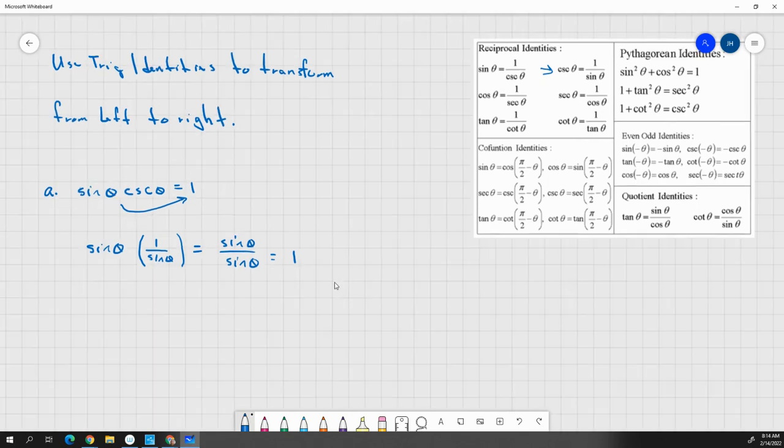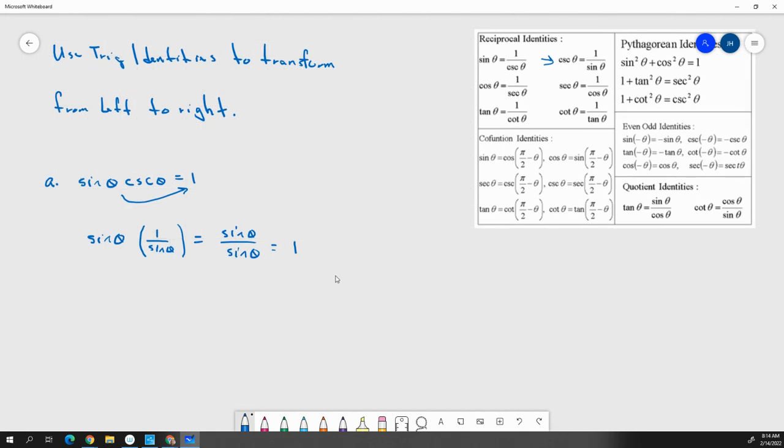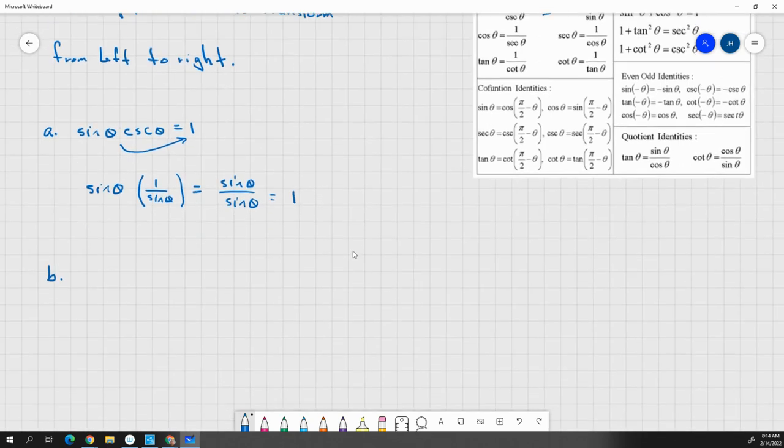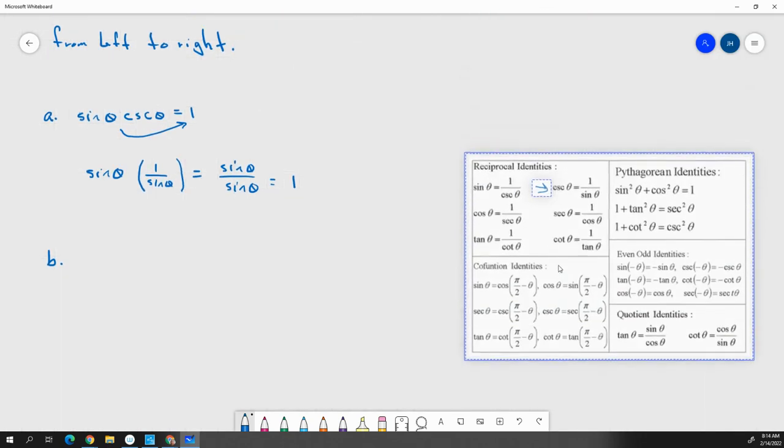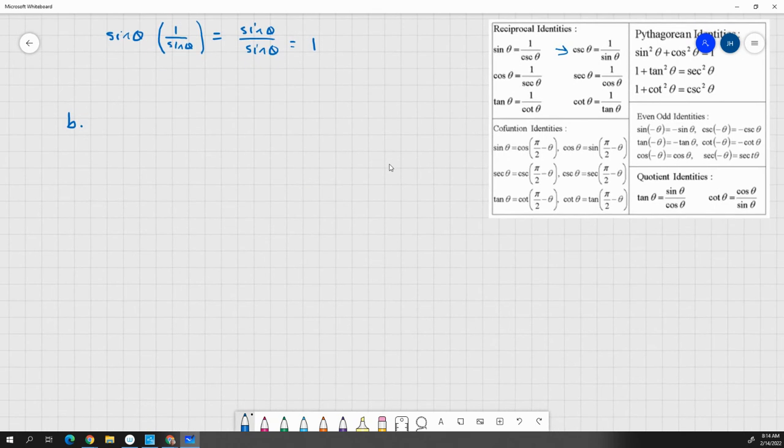Will they all be this easy? Heck no. But really what you're just looking at, right, is what can I move around to make this work? Now, if I have something that's more like, let's look at B. I'll bring this down with us so we can see it while we're working, right?